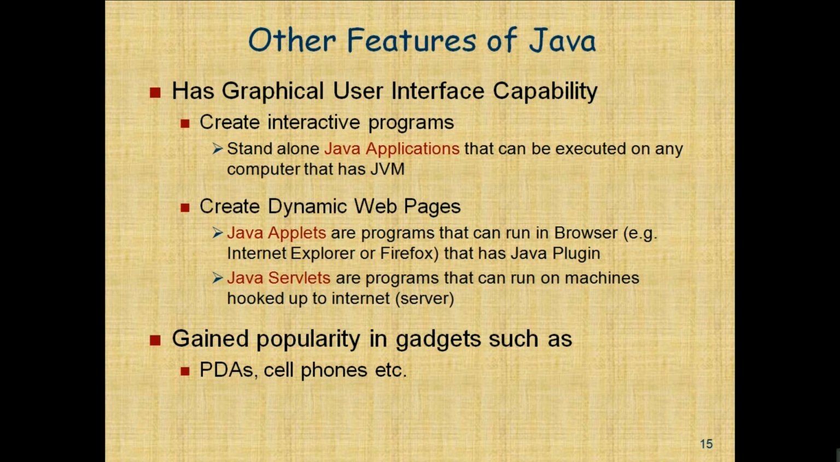Other features of Java. Java has graphical user interface capability and creates interactive programs. A standalone Java application can be executed on any computer that has a JVM, and Java creates dynamic web pages. Java applets are programs that can run in a browser, for example Internet Explorer, Firefox or Chrome, that has the Java plugin. Coming to Java servlets, these are programs that can run on machines hooked up to the internet, related to internet applications. Java gained popularity in gadgets such as PDAs, cell phones, etc. We can develop so many things with Java.